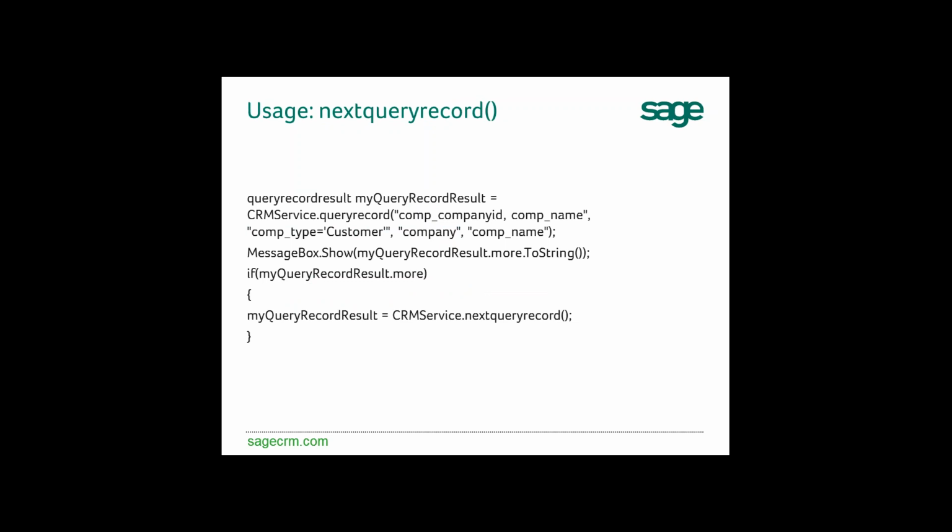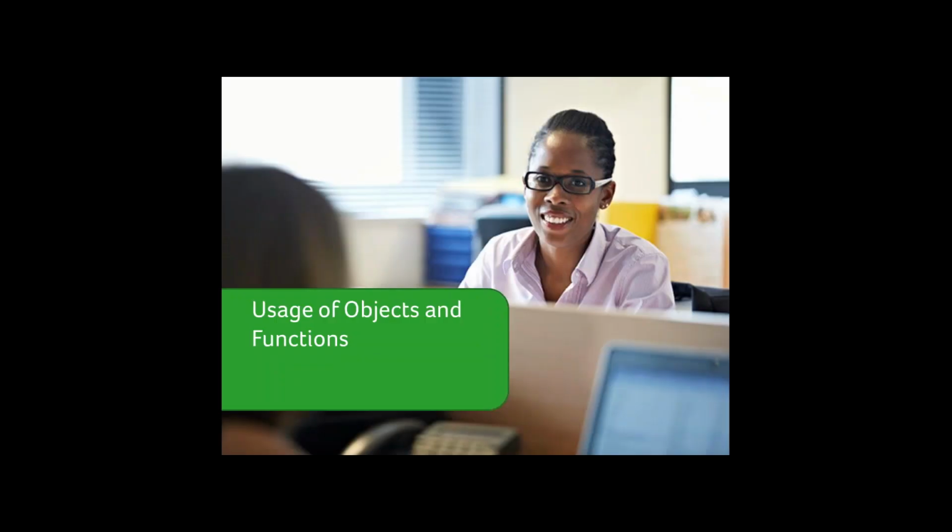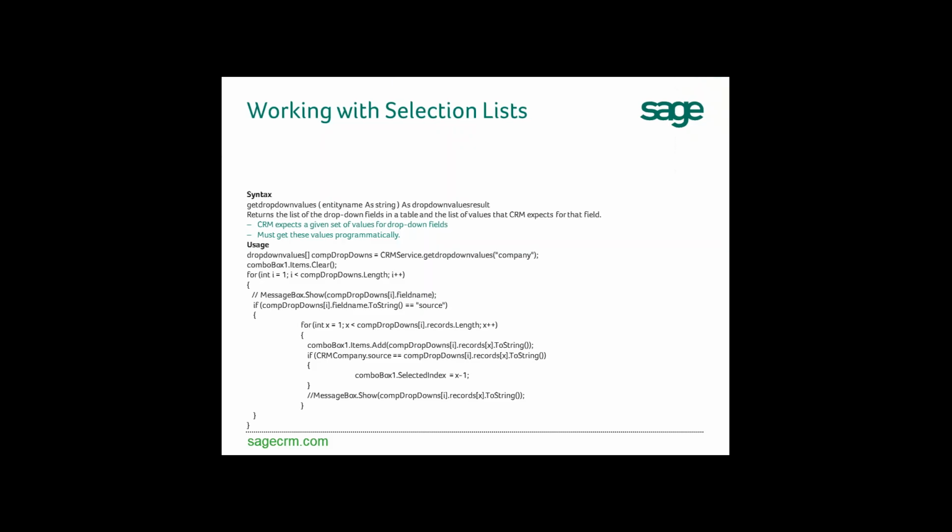Okay, and likewise with the query, because you're dealing with multiple rows, you have this concept of the next query record as well, and you can handle that to loop through and to be able to process everything. Beyond this, we have got other objects and functions that we can use. We have mechanisms to allow us to work with selection lists.